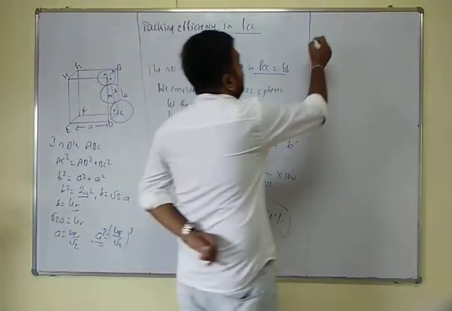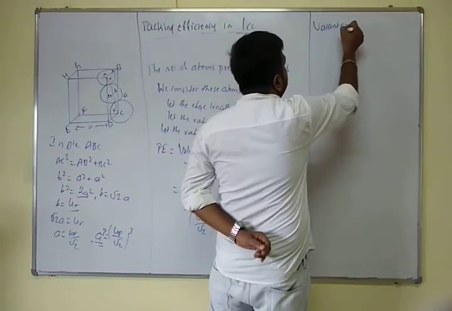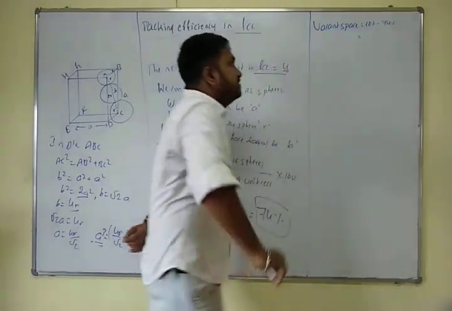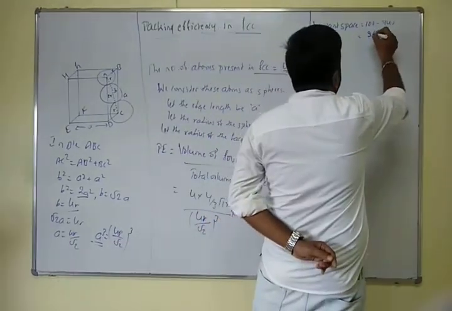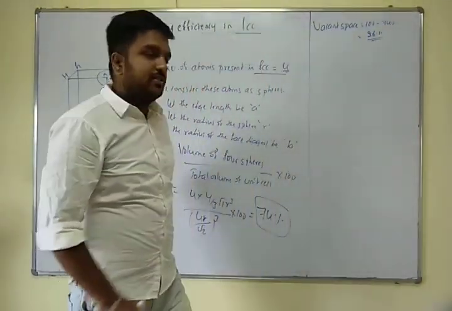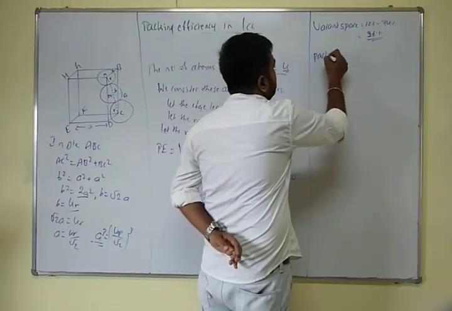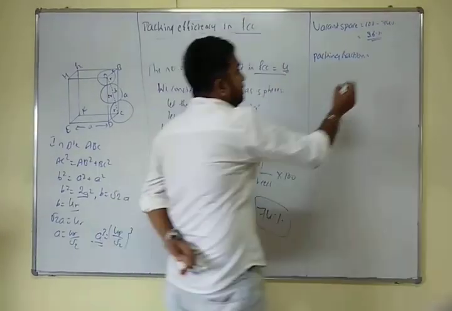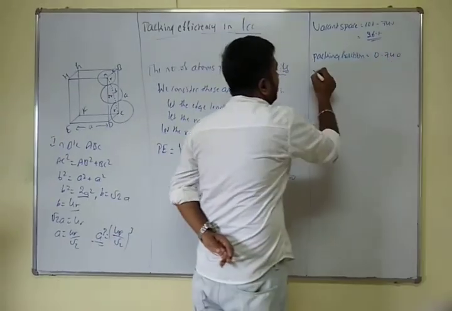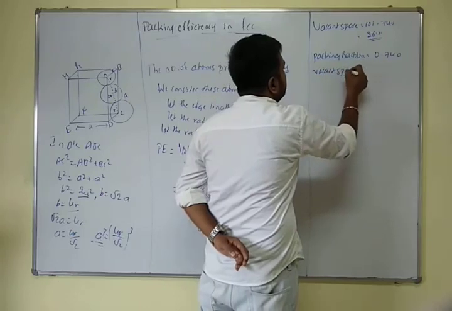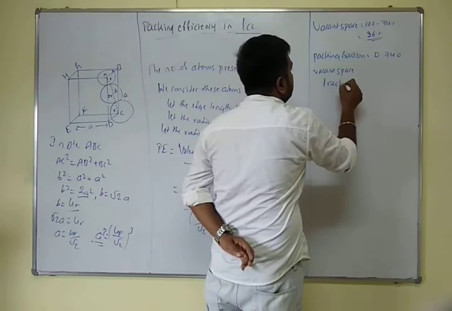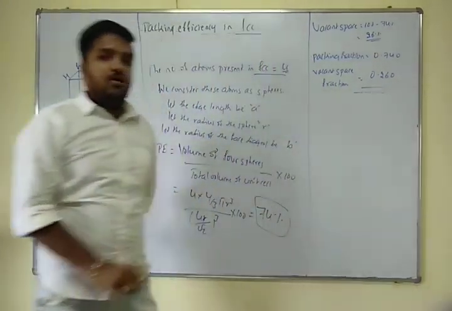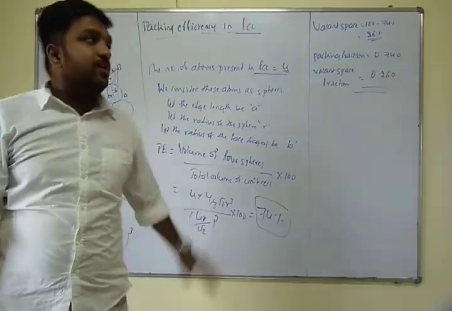So now the vacant space is 100 minus 74%, that is 26%. Clear? In terms of fraction, the packing fraction is 0.740 and the vacant space fraction is 0.260. Clear? This is how we calculate the packing efficiency of an FCC lattice.